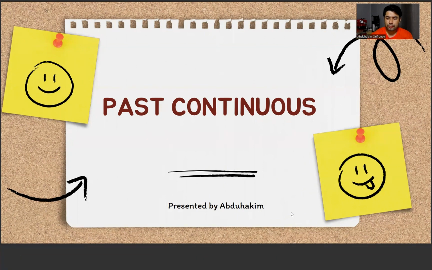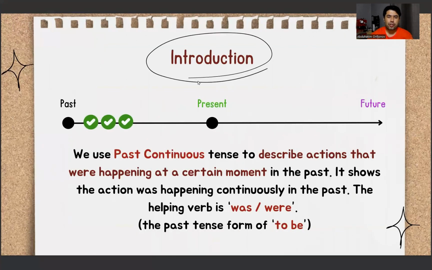Introduction. This is the timeline as usual: past tense, present tense, and future tense. Today we will talk about this part of it. We use the past continuous tense to describe actions that were happening at a certain moment in the past, like here. It shows the action that was happening continuously in the past, like this. The helping verb is was or were, the past tense form of to be.